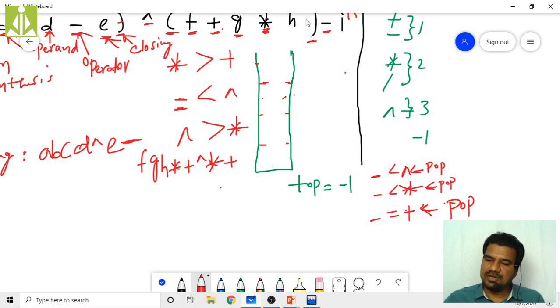When the stack is empty, what do we generally do with the operator? Push it onto the stack. If the stack is empty, push the operator onto the stack. We did that, and increment the top value. So my top value is 0 now.